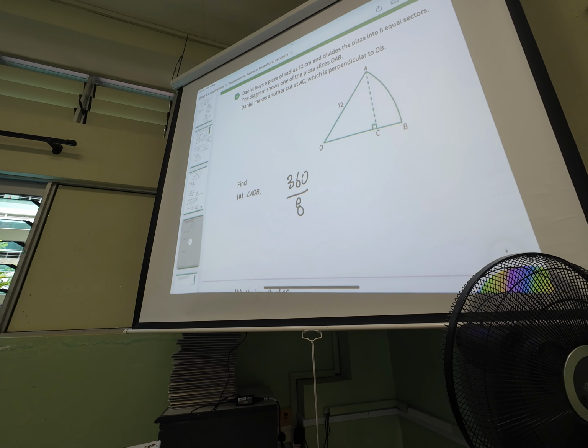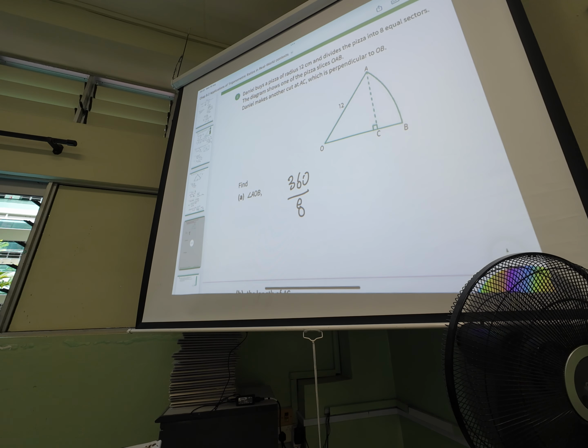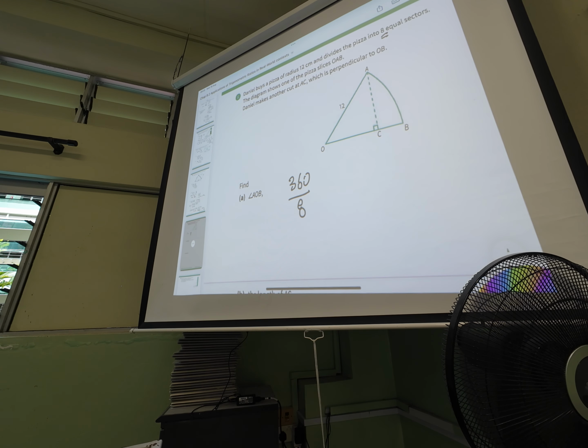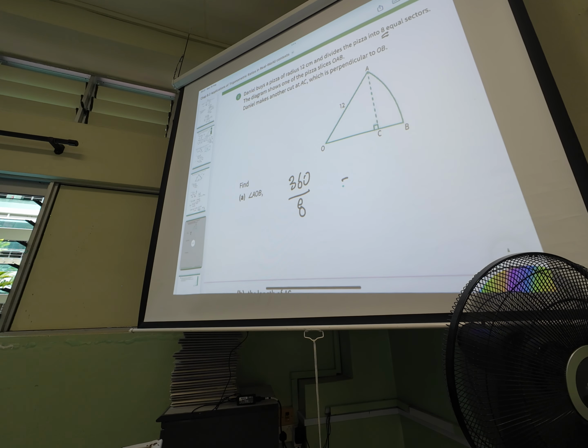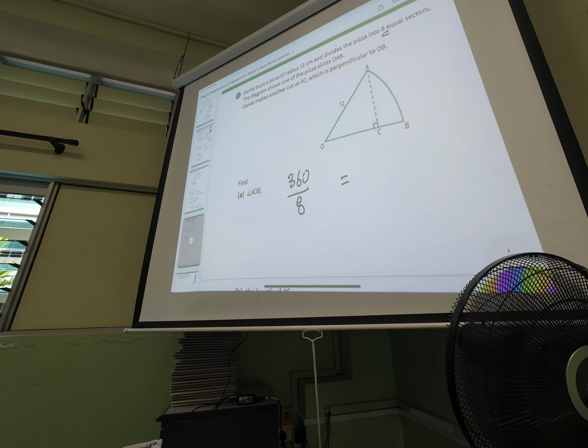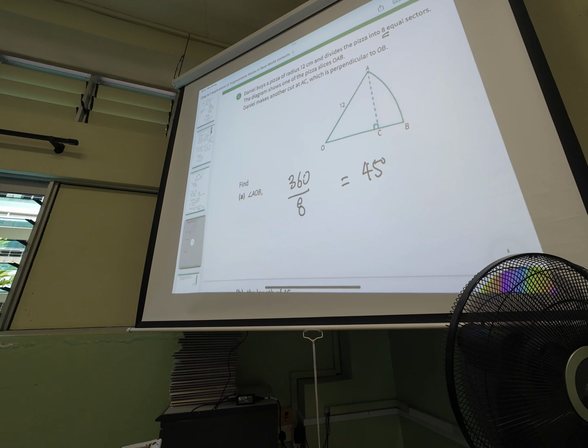Okay. So it is just 360 divided by 8 because the pizza is cut into 8 equal sectors. Then press calculator. 45 degrees.